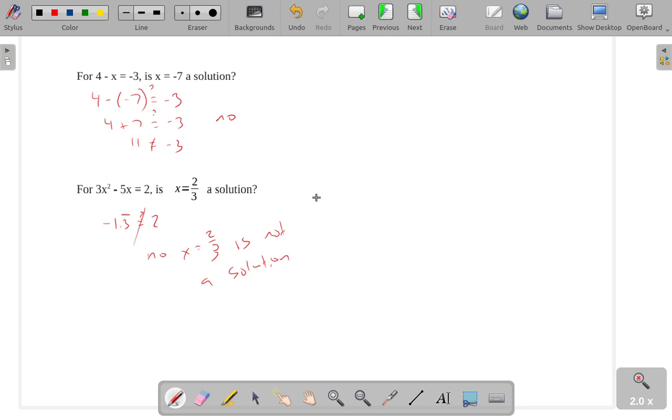Don't be of the opinion, though, that just because something is a fraction that it can't be a solution. Sometimes things have to be fractions to be solutions. We'll see plenty of those examples in this class.